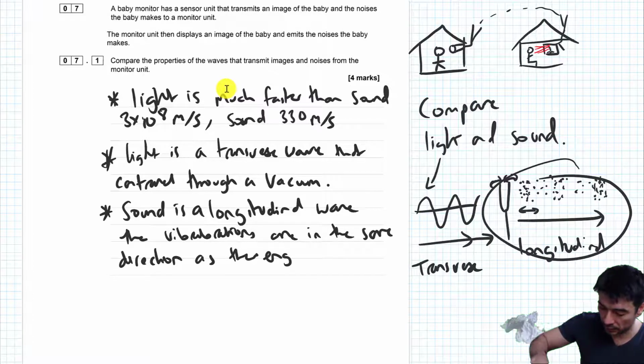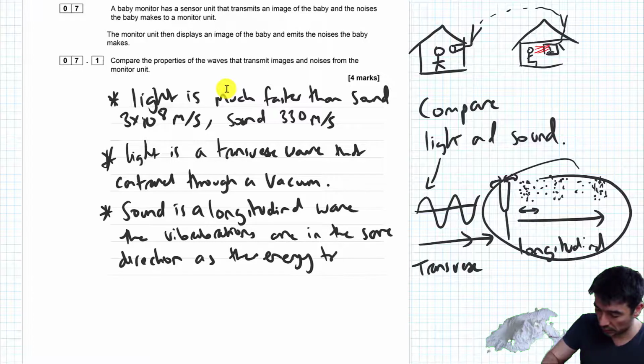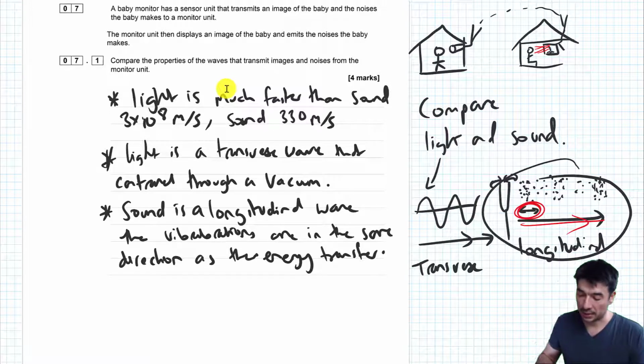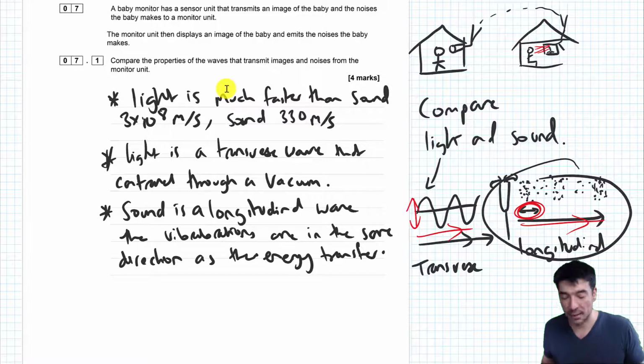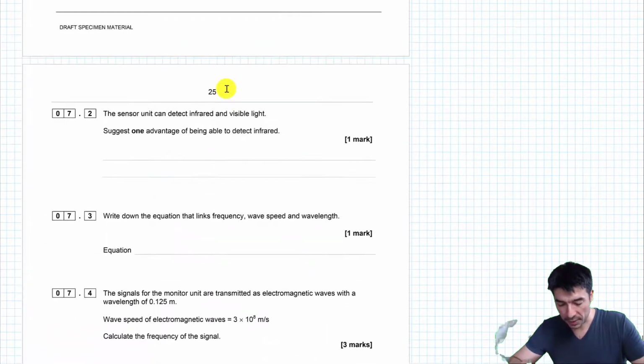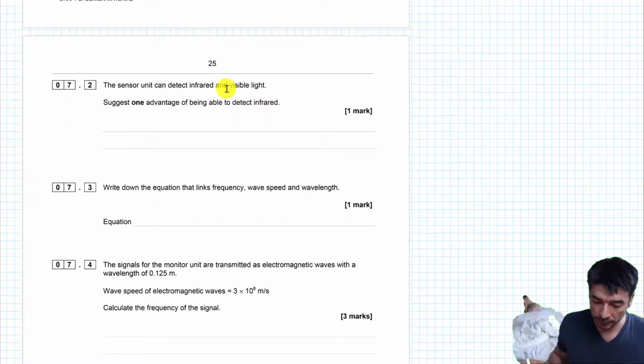Energy transfer. Right, so what I'm saying there is that the vibrations are in the same direction as the energy transfer, whereas when it's a transverse wave, the vibrations are up and down, but the energy transfer is at right angles to that. Okay, so that's part 1. Let's look at part 2.